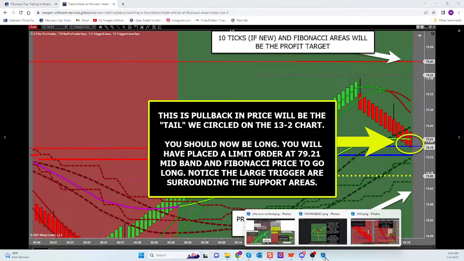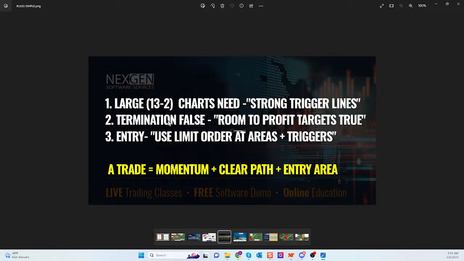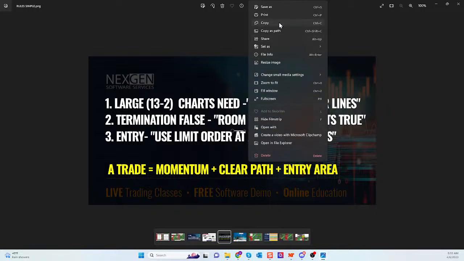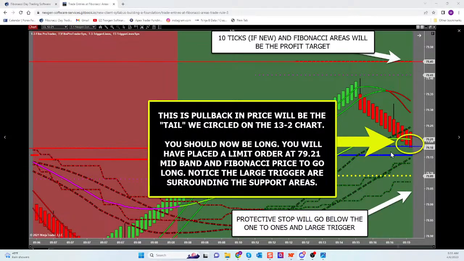Why am I long? And I think it's important to go through and talk about this. Because I had strong triggers, I had the advantage of momentum. Because I had no termination conditions, I had the advantage of a clear path. And because now I've been able to pinpoint my window of opportunity, I have the advantage of an entry area, that place where the market is likely to continue. I have 100% satisfied my high probability trend trade rules. And because I have, guys, this is a trade that I'll take 1,000 out of 1,000 times.